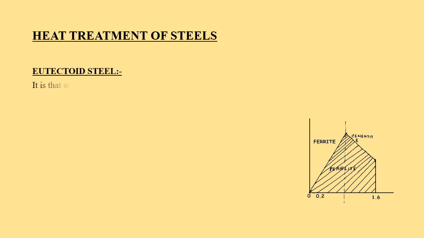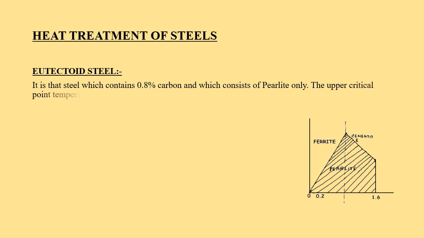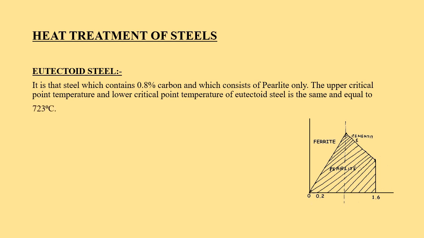Eutectoid steel. It is that steel which contains 0.8% of carbon and which consists of perlite only. The upper critical point temperature and the lower critical point temperature of eutectoid steel is the same and is equal to 723 degrees centigrade.